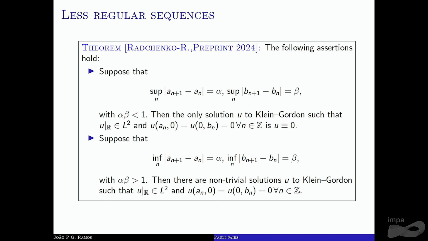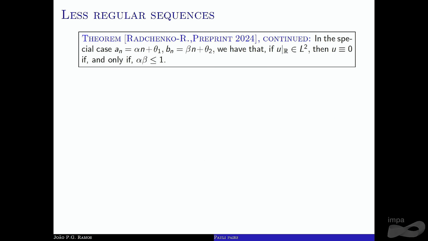And finally, as I was hinting at before, we have these translated lattice crosses. In the case of translated lattice crosses, our result is completely sharp. As long as the restriction to the real line is in L2, then u being identically 0 is equivalent to alpha times beta being less than or equal to 1. No condition on theta 1, no condition on theta 2. This is an absolutely sharp result.